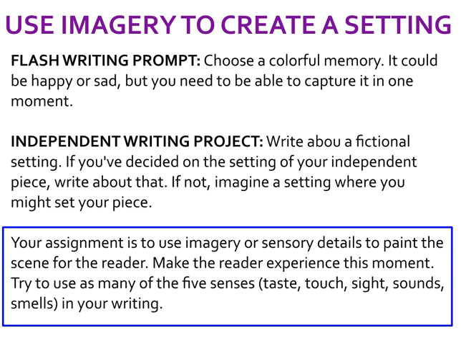So here's your assignment. Whether you're writing about a moment that you've experienced or whether you're writing about a fictional setting, your assignment is to use imagery or sensory details to paint the scene for the reader. Really make the reader experience this moment. Try to use as many of the 5 senses: taste, touch, sight, sounds, and smells in your writing. This should be several paragraphs long. Don't stop after a paragraph. Really see if you can continue to paint that picture for 3-4 paragraphs for the reader. Get started.